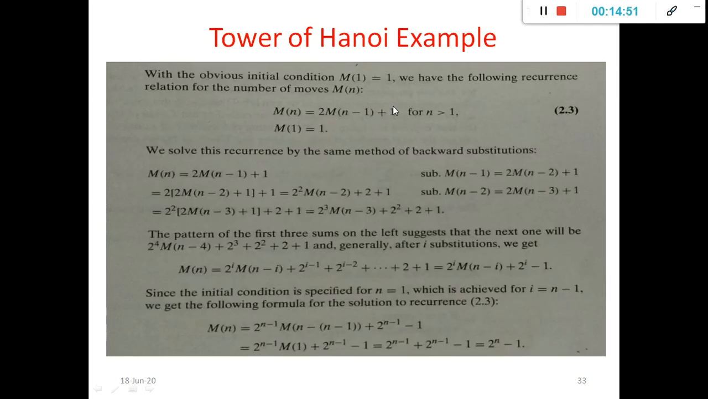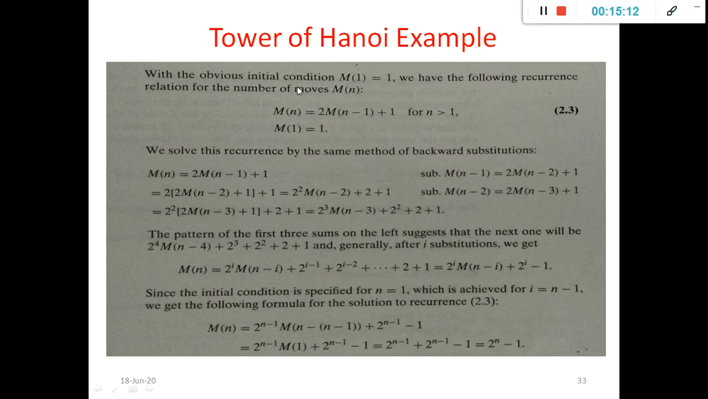Next you have to identify what is the basic operation in this Tower of Hanoi example. The basic operation in this Tower of Hanoi example is moving one disk at a time, that we can simply represent as moving one disk at a time is a basic operation in this Tower of Hanoi example.